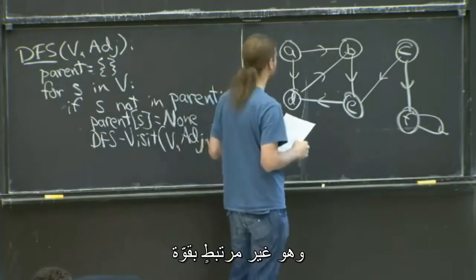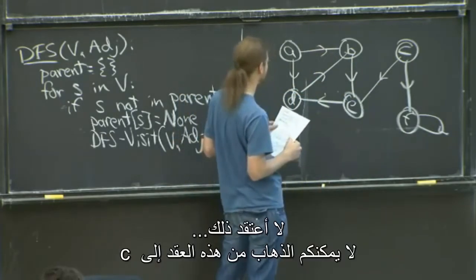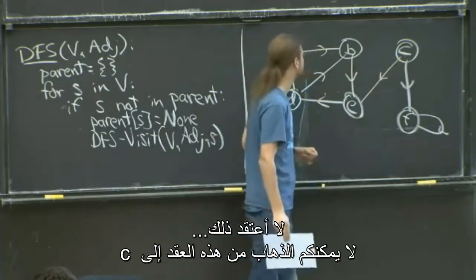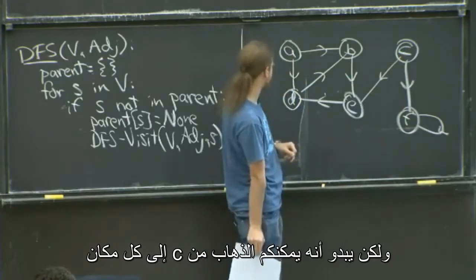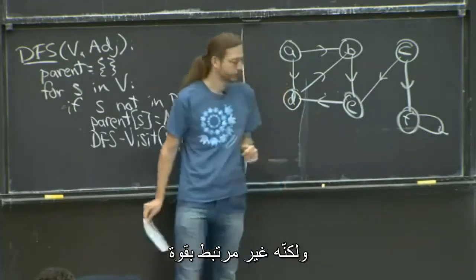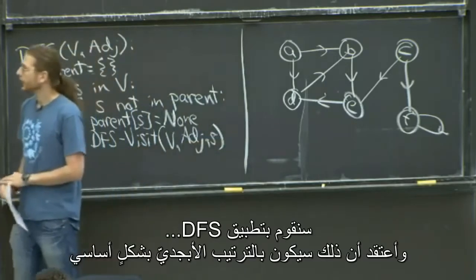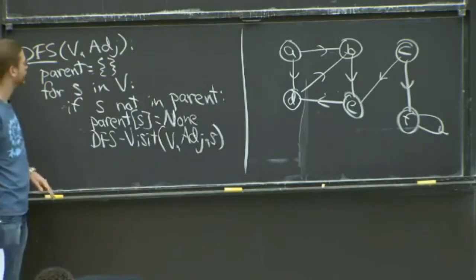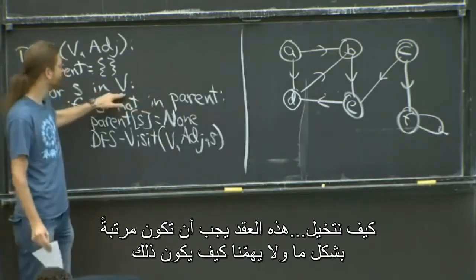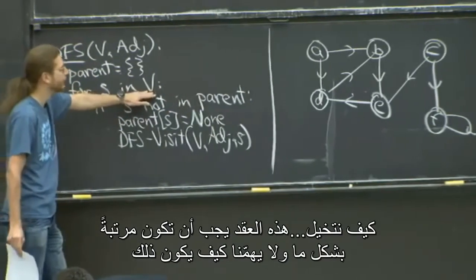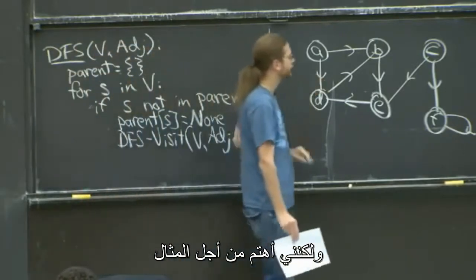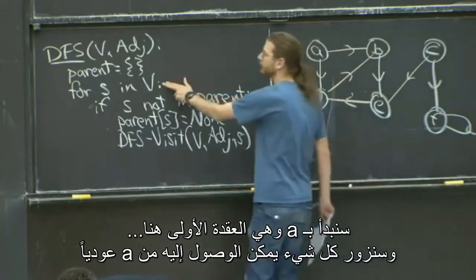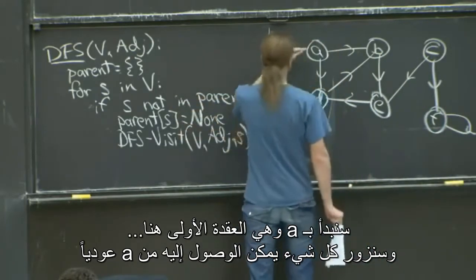Good. It's not strongly connected, I don't think. No, so you can't get from these vertices to C. You can get from C to everywhere, it looks like, but not strongly connected. And we're going to run DFS, and I think basically in alphabetical order is how we're imagining. These vertices have to be ordered somehow. We don't really care how, but for sake of example, I care. So we're going to start with A. That's the first vertex in here. We're going to recursively visit everything reachable from A.